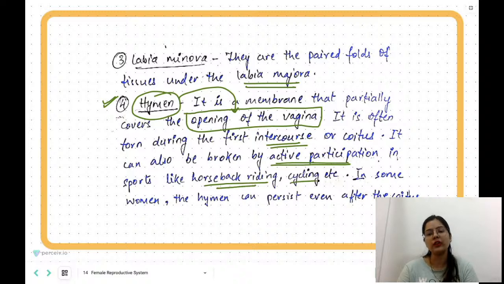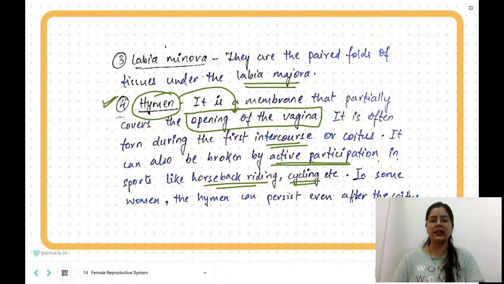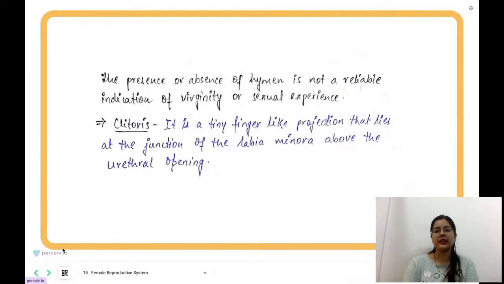So it is not only an indication that it can be broken during intercourse, but if a person is involved in active participation in sports like horseback riding, cycling, gymming, or any other heavy physical activity, then the hymen can be torn. In some women, it even persists after the first intercourse has been carried out. So that is the case. This is about your external female genitalia.